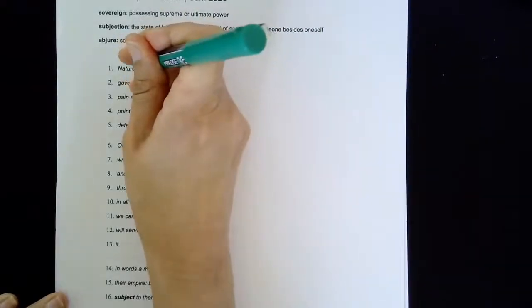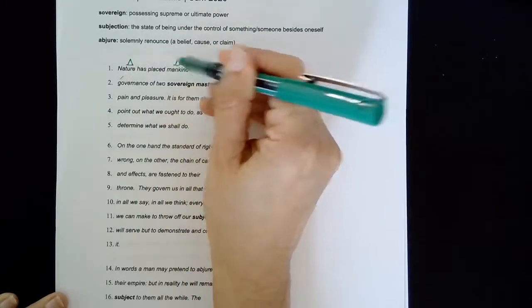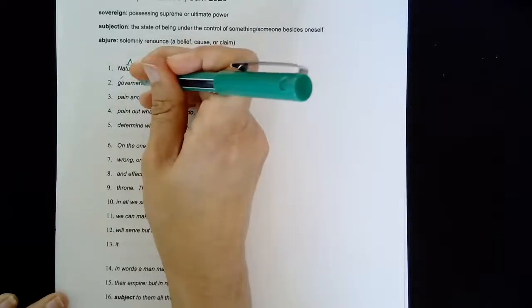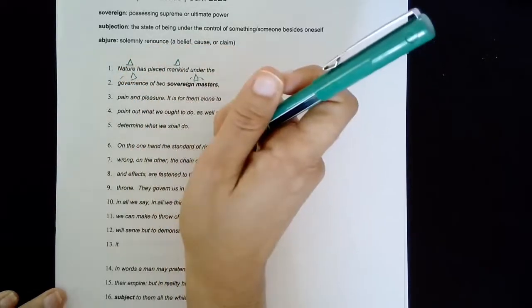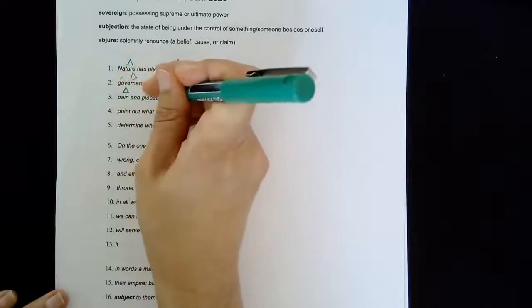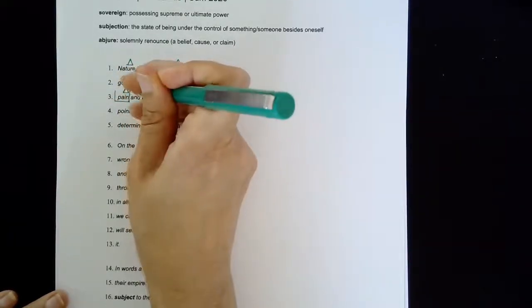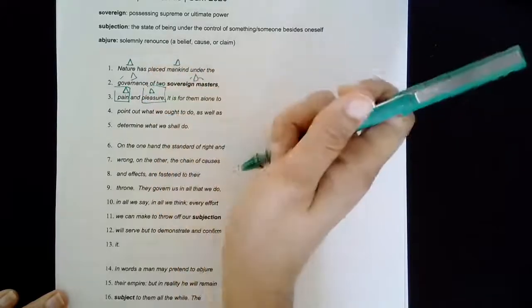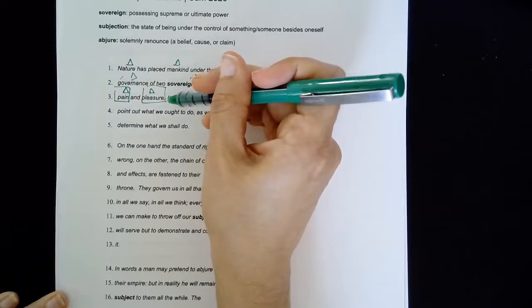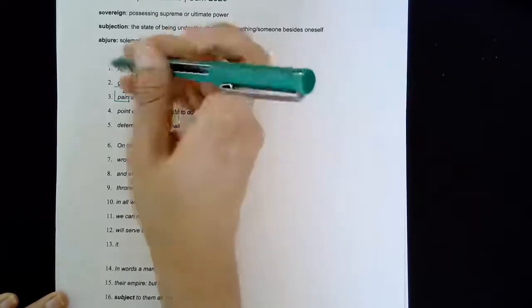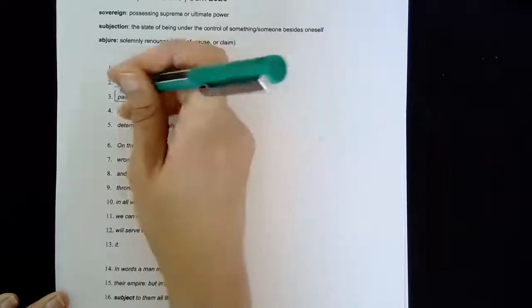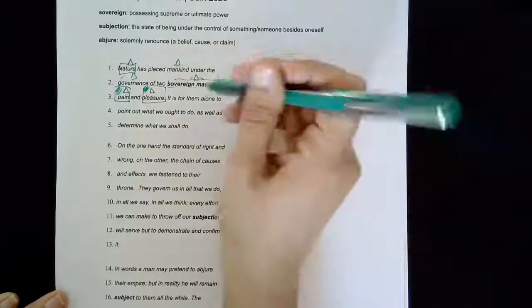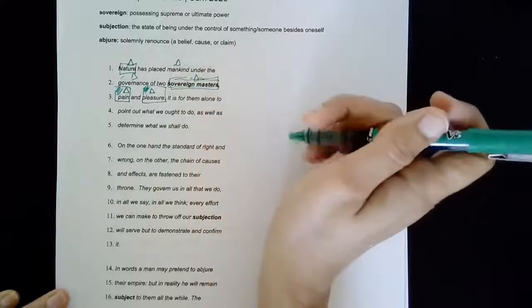So core concepts here in line 1 include nature and mankind, so the nature of humans, in other words, that we are born a certain way, and the governance of two sovereign masters. Of course, the two sovereign masters are pain and pleasure. These two words name the most important concepts in lines 1, 2, and 3. Then next I would say nature, and that they are sovereign masters. But these two are the most important, and the other ones I put in rectangles are of course also very important.